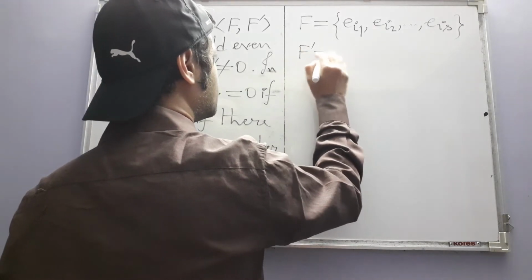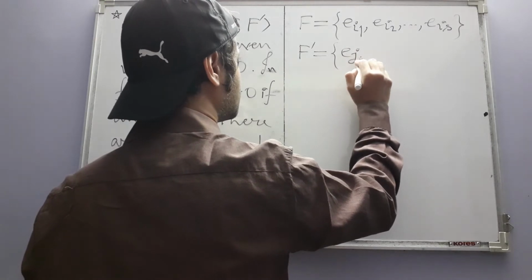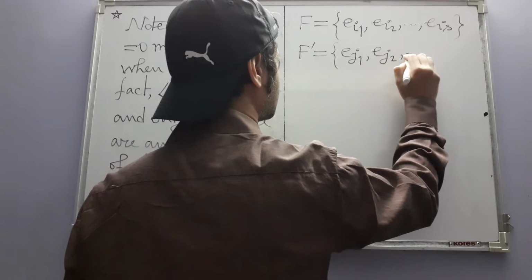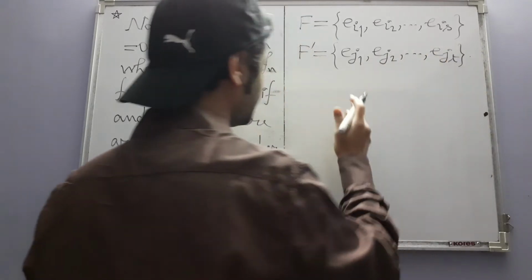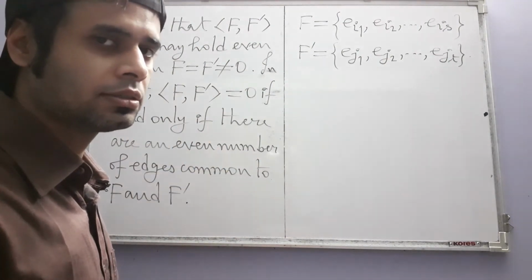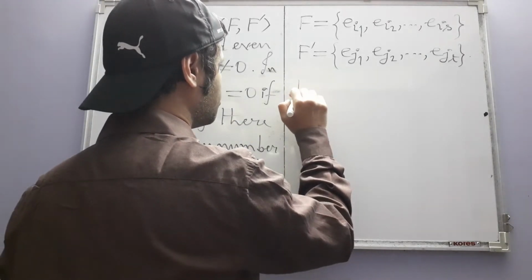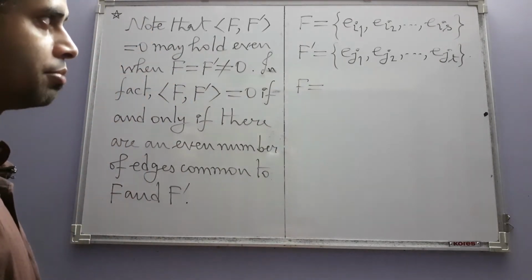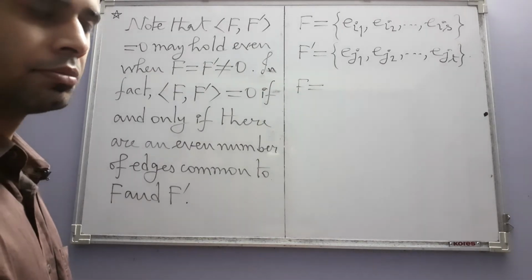And say F prime is some such other things, e_{jt}. F and F prime may not have the same number of elements, they may be different. Okay. Now when we are expressing F as a linear combination of the basis elements, what exactly will happen?